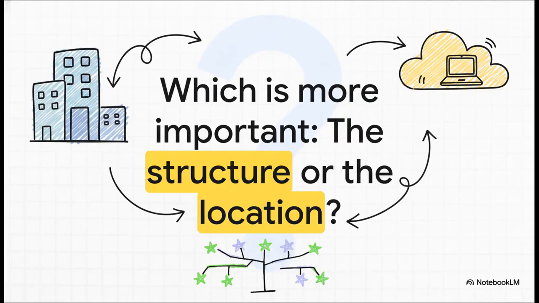So that leaves us with a really big question for any project manager today. Which is more important, the how, the structure on your org chart, or the where, the physical location of your team? And the truth is, there's no easy answer, because the two are so deeply connected. The team structure you pick might make a virtual setup a huge success or a total failure. At the end of the day, you've really got to nail both of them to succeed.